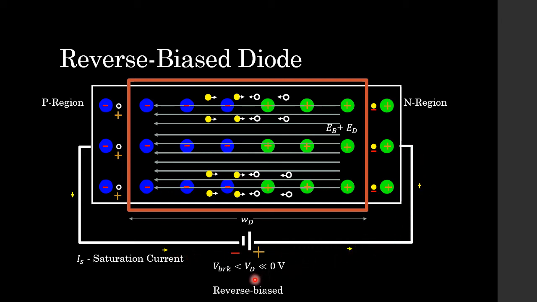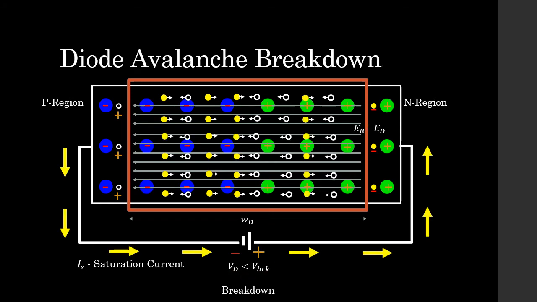But now let's take it a step further. What if we were to decrease this reverse biased voltage even further past the breakdown voltage? What do you think is going to happen, students? Let's take a look. Our voltage has now been decreased to a point where it is less than the breakdown voltage, and a whole lot of crazy stuff starts happening here in the depletion region.